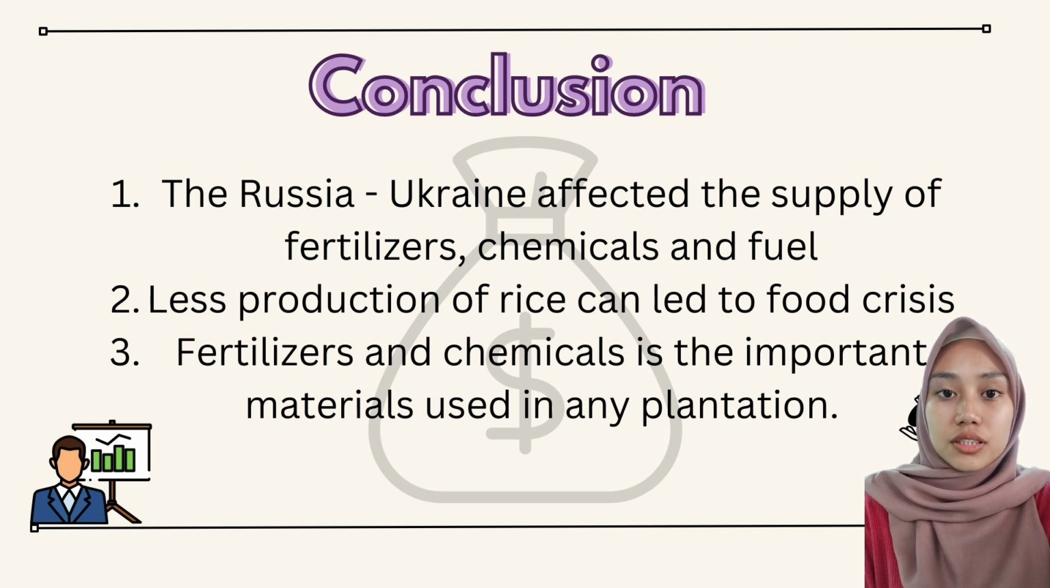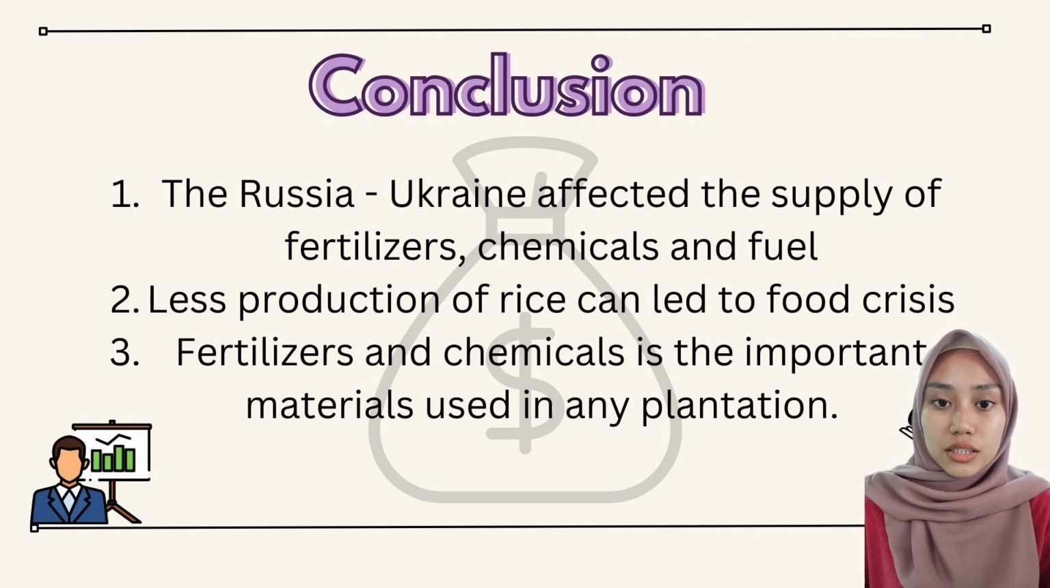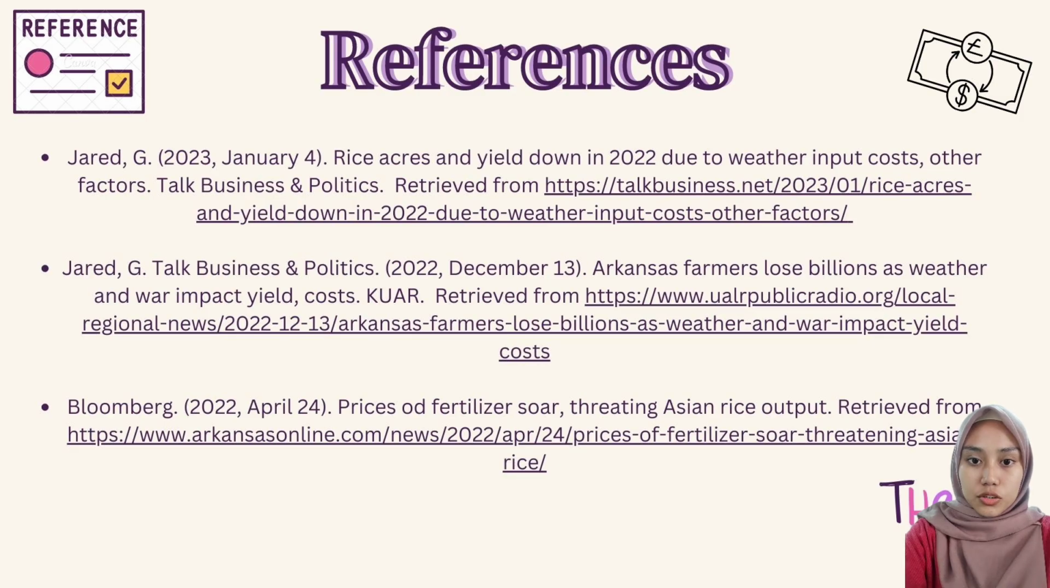Russia-Ukraine war affected the supply of fertilizers, chemicals, and fuel to the countries that need these supplies for plantation production. And less production of rice can lead to a food crisis because we know rice is the staple food for most countries in the world. And fertilizers and chemicals are important materials used in any plantations because we are using them continuously in the production. So lastly, these are my references.